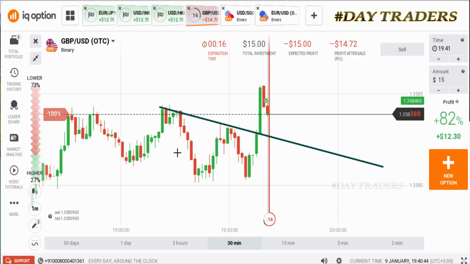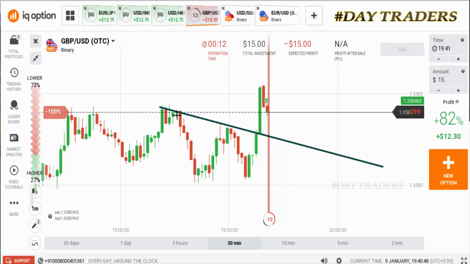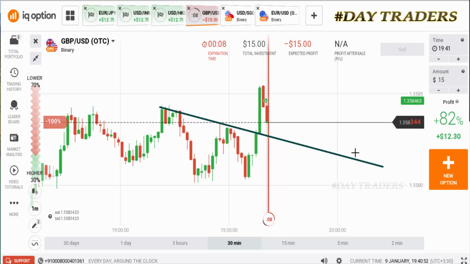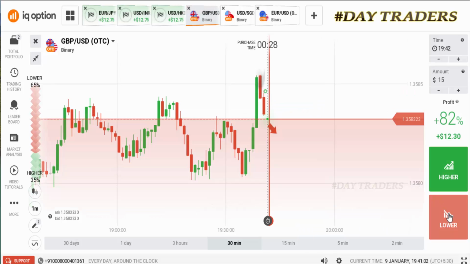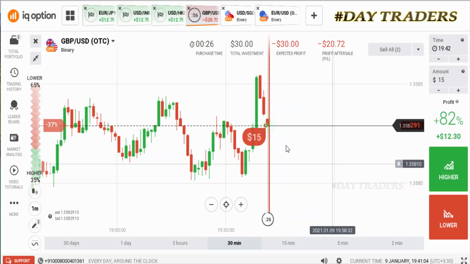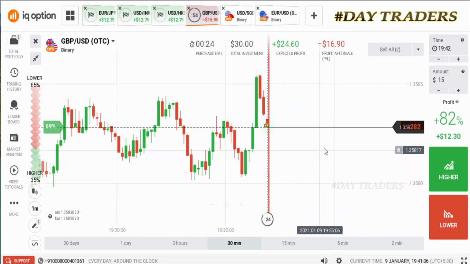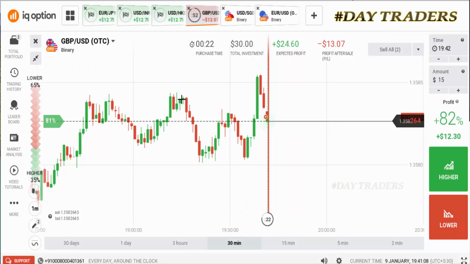Okay, the direction changed. This is a resistance level. Okay, very strong sellers entry. Next level is here, so that's the reason I place a lower option. Okay, this is a gap down opening. Okay, this is a support level.